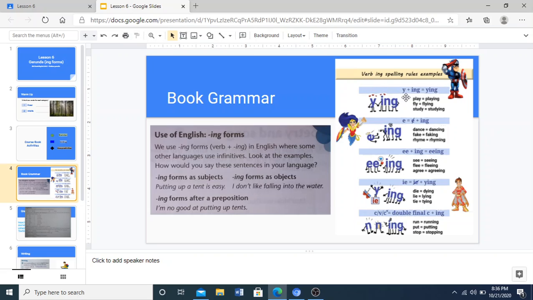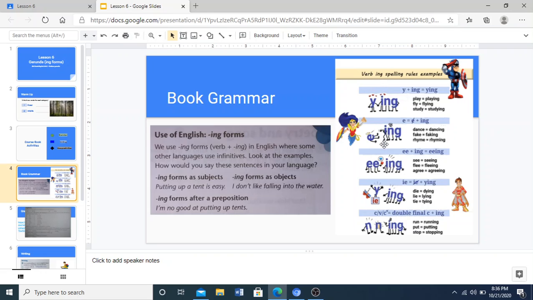When the word ends in y and you have to add the gerund to it, you just add the -ing to the y. For example, play, fly, study. You add -ing to it: play becomes playing, fly becomes flying, study becomes studying.